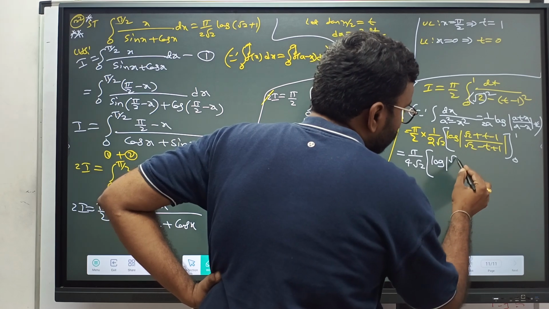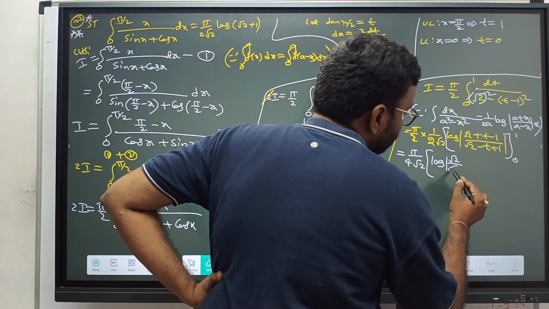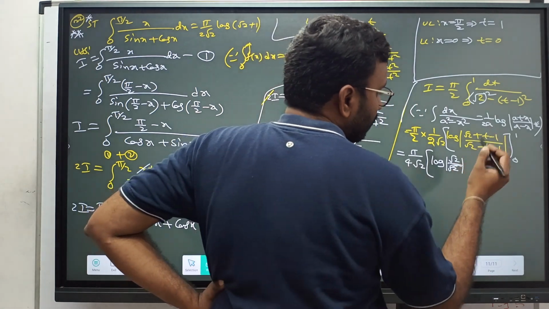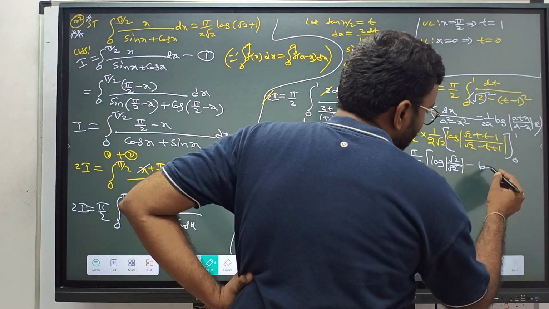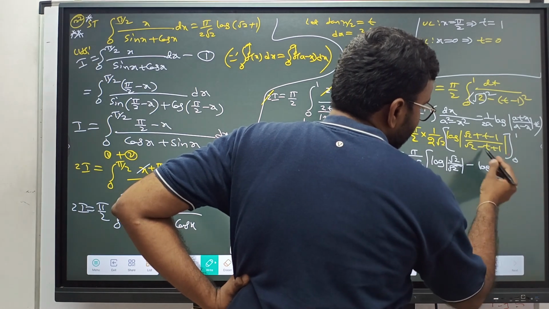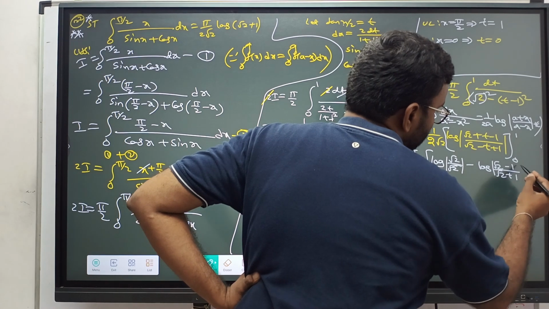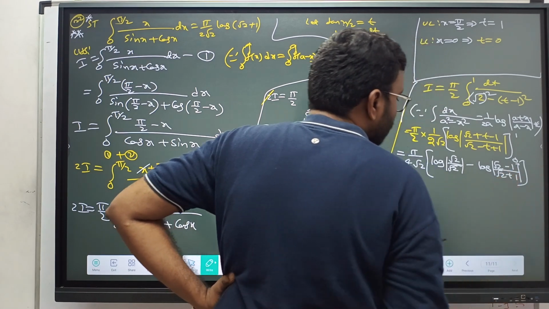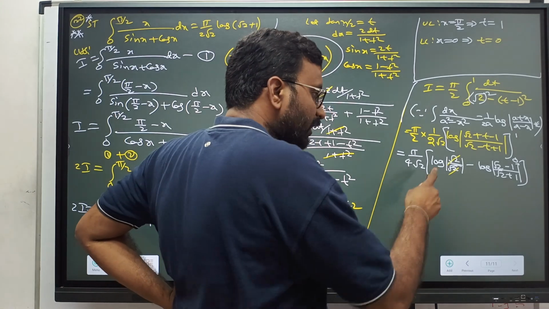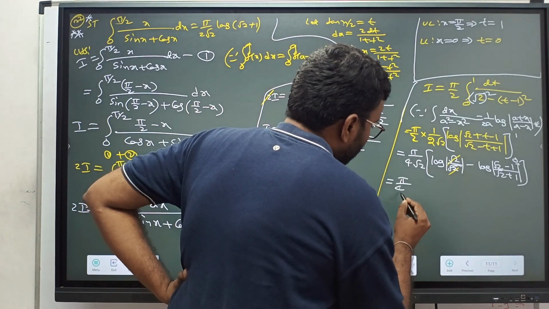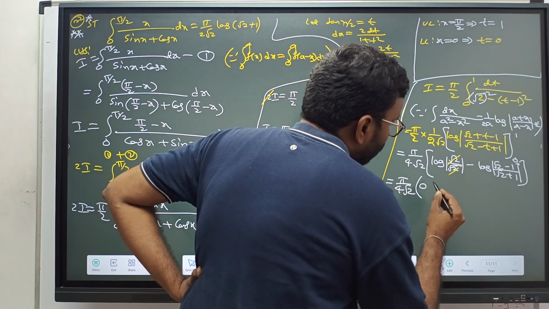Log mod, here root 2 left, here also root 2 left only. Why? Because this is also minus 1 plus 1, 0. Only root 2 there. Minus lower limit log mod t0. So remaining root 2 minus 1 by root 2 plus 1. Any doubt? Now root 2 remaining, log 1. Log 1 value 0, which is equal to pi by 4 root 2 times 0.